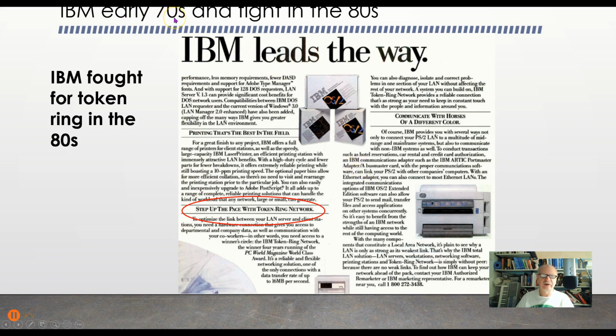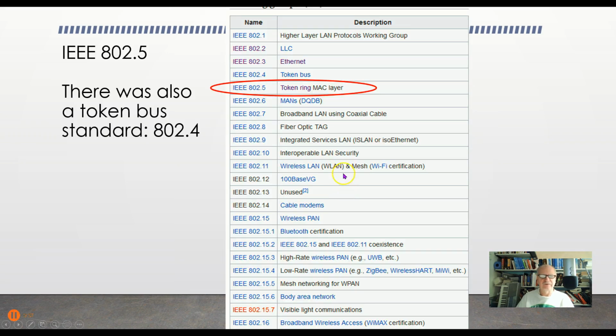It was developed in the 70s, and then in the early 80s, IBM, by the way, developed it. They fought hard for it to beat out Ethernet, and it did gain some traction during the time. As you can see, this is a little propaganda, a little advertisement from IBM trying to sell the idea of token ring.